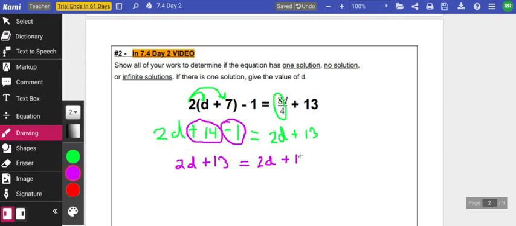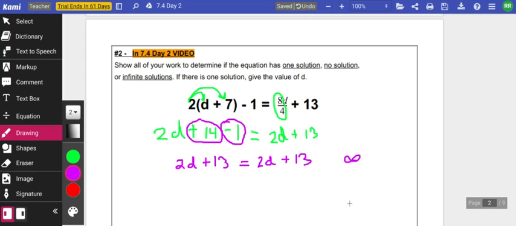So right now, I can tell how many solutions there will be, can't I? Look on the left side, I have 2d plus 13. What's on the right side? The same exact thing, 2d plus 13. So I could say right now there are an infinite amount of solutions.